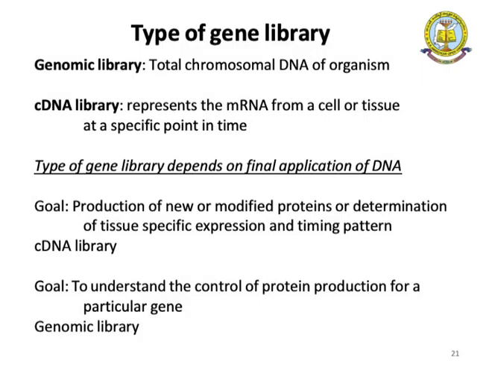This is the genomic library. What is the cDNA library? It represents the mRNA from a cell or a tissue at a specific point in time. This is called the cDNA library. The type of gene library depends on the final application of the DNA.